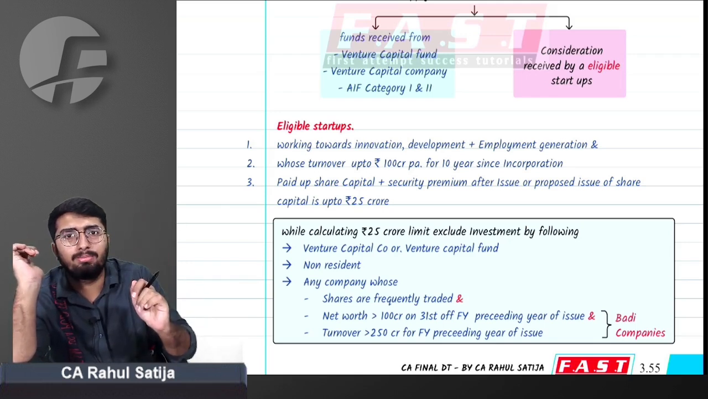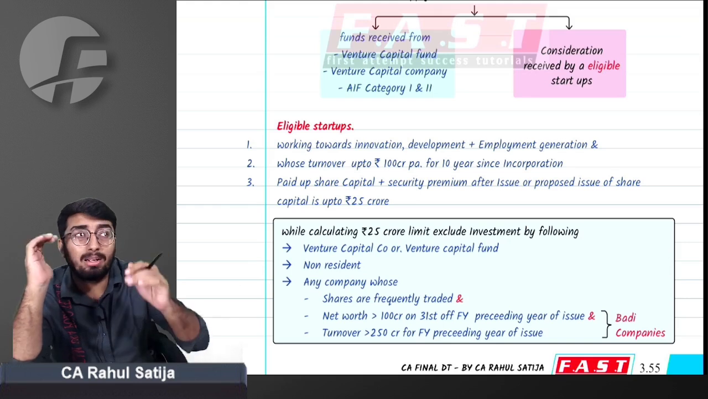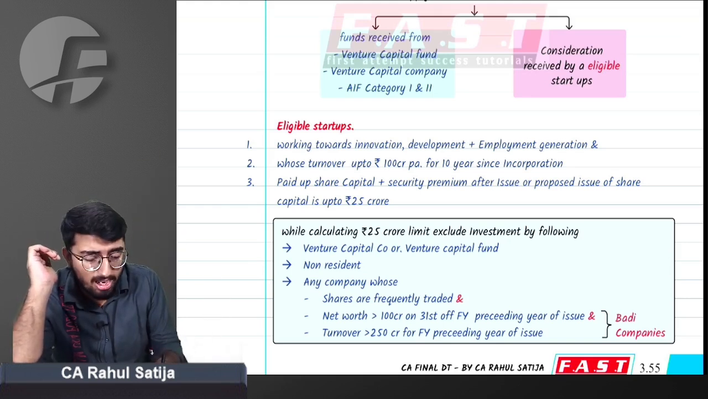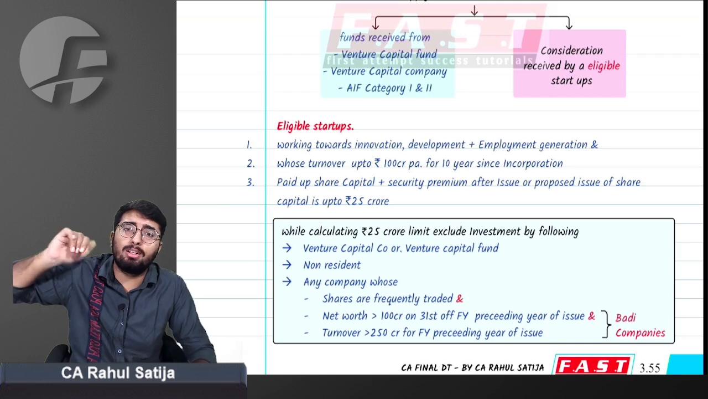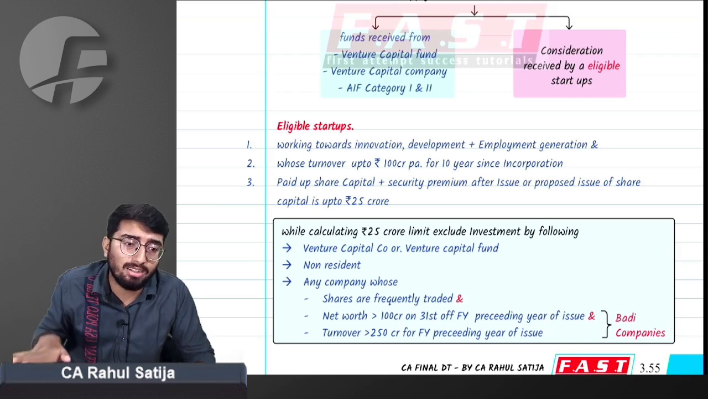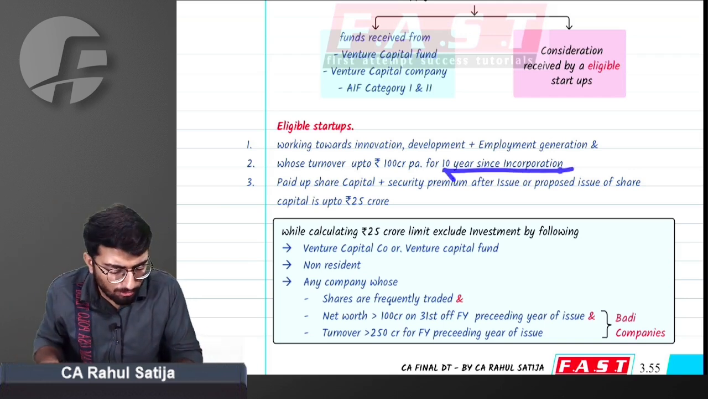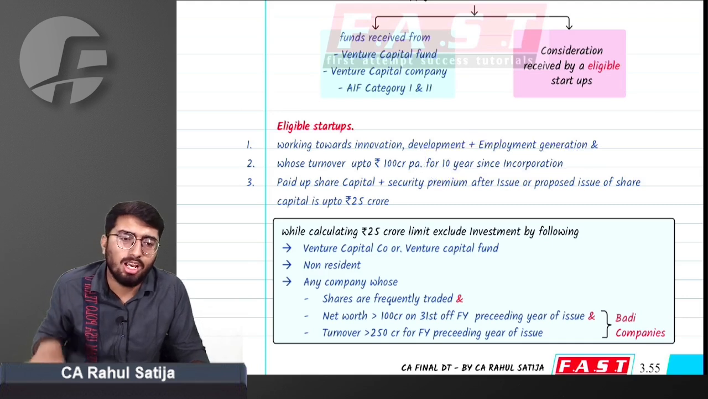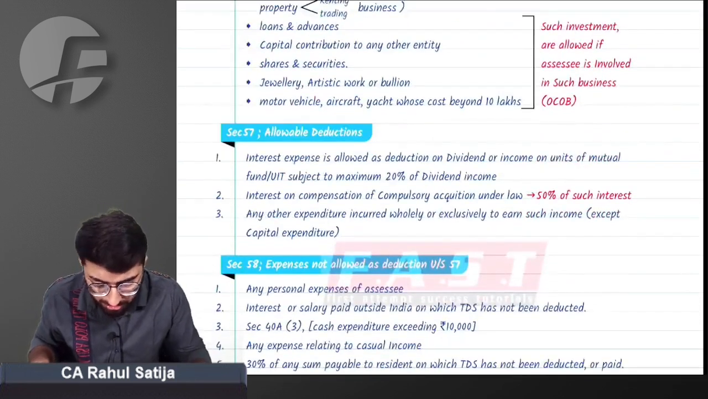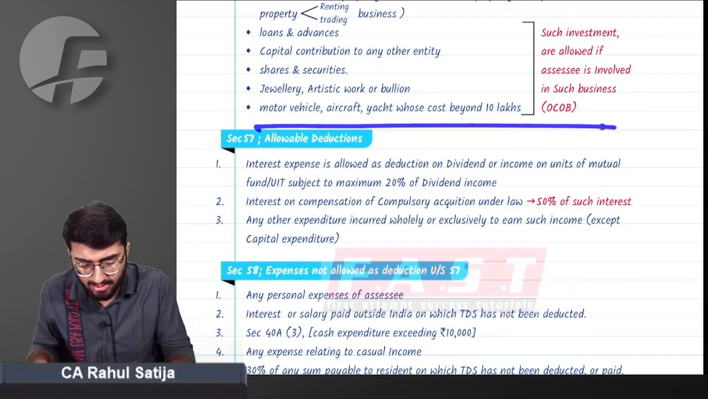Unacademy is not an eligible startup. Boat is not an eligible startup. Their turnover is in 1,000 crores. We are talking about companies which are at inception. These have only 100 crore turnover, that too up to 10 years from the date of incorporation. So these things are to be taken care of. So this was about angel tax.